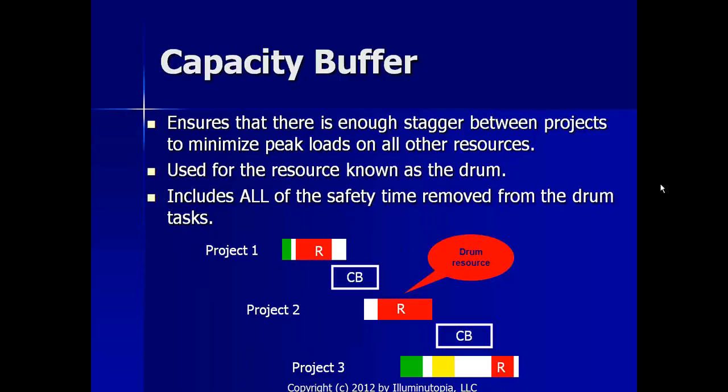And the capacity buffer in this case is all the safety time removed from the drum task. So all the safety time removed from the red resource tasks are put in this capacity buffer, because it's very important not to have problems from one project cascade into the other, especially on a critical resource.